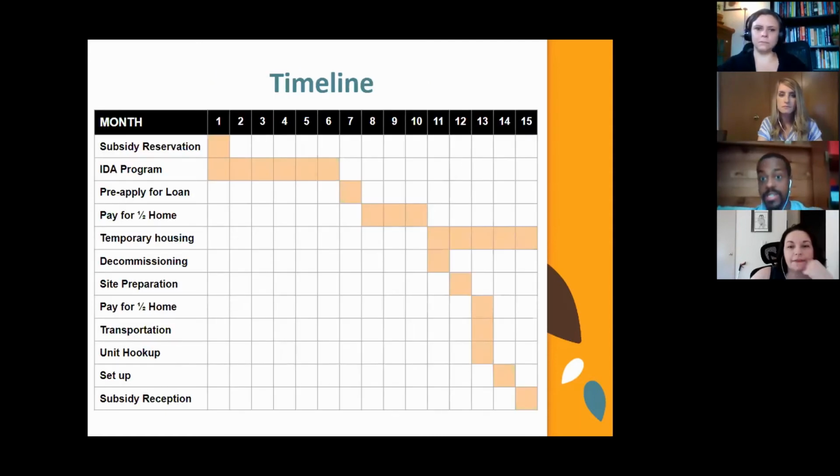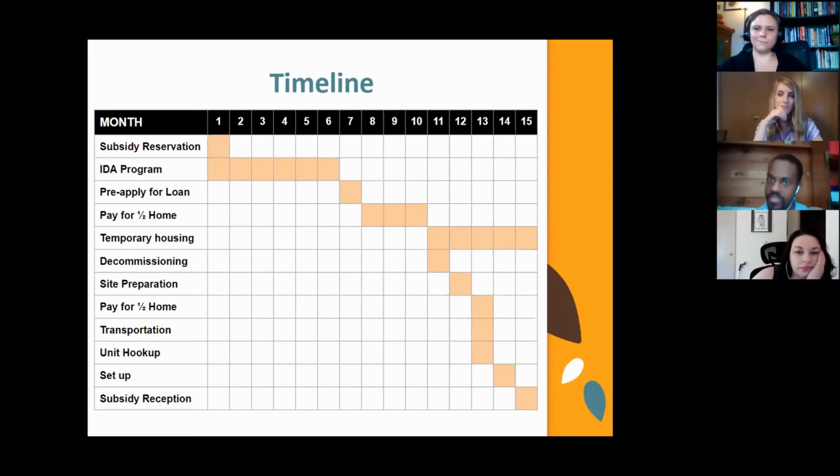And not only is it the time to access that money, but it's also the time to work through the project. So this is essentially the timeline of how the project will come through once you get access to all those funds. So first you have to reserve the subsidy from the utility and the community action agency. And then once you reserve the subsidy, you can jump right into, or really at the same time that you're applying for those, you get a homeownership IDA.